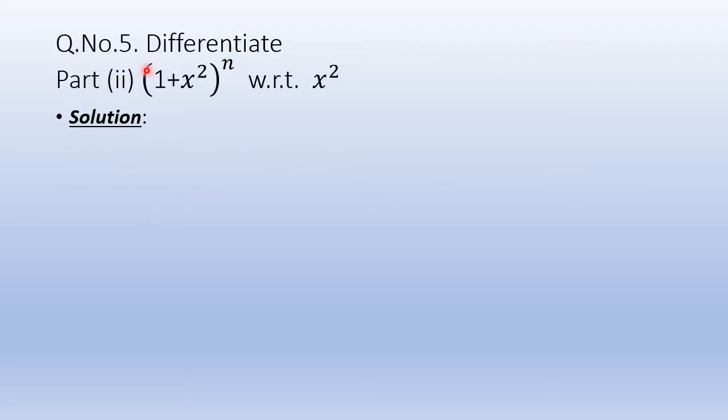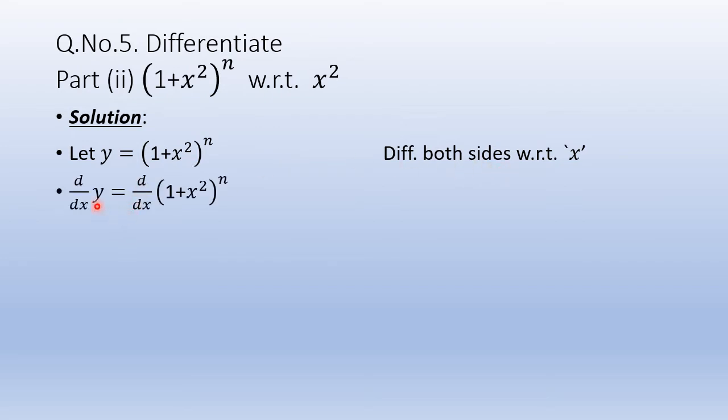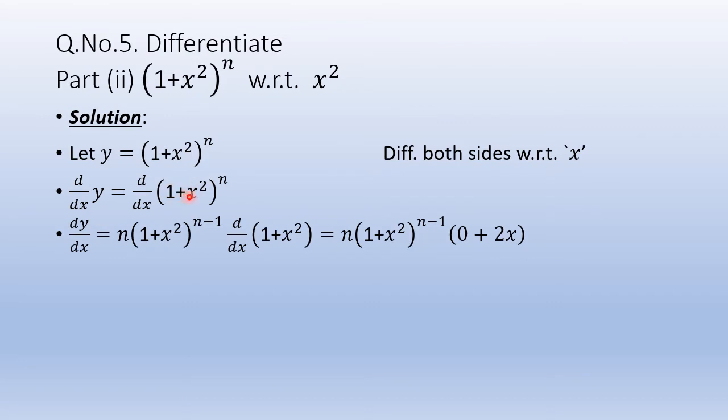Now we have to differentiate part 2, differentiate 1 plus x square to the power n with respect to x square. So let y equal 1 plus x square to the power n. We differentiate both sides with respect to x, and we get dy by dx is equal to 1 plus x square whole to the power n, its derivative. We will use the power formula, n into 1 plus x square to the power n minus 1, and then chain rule it.